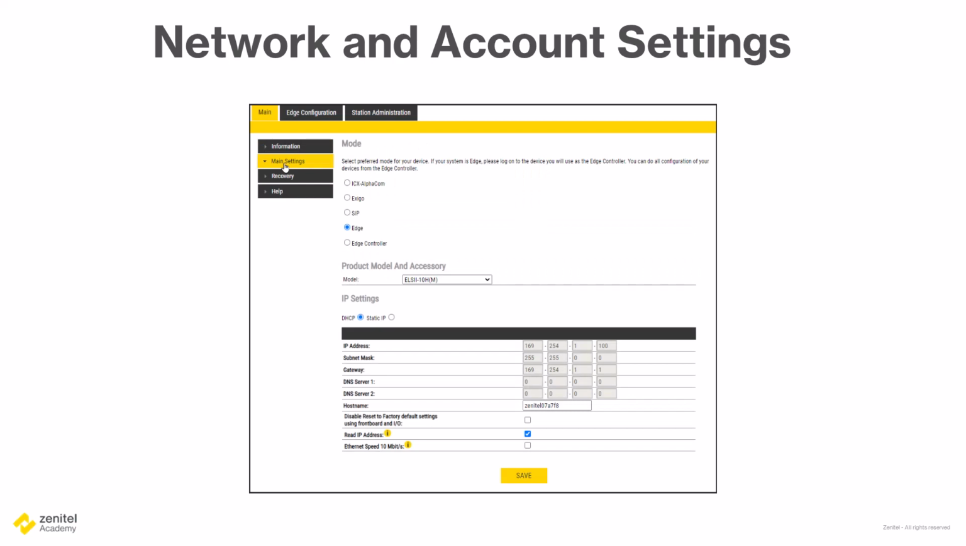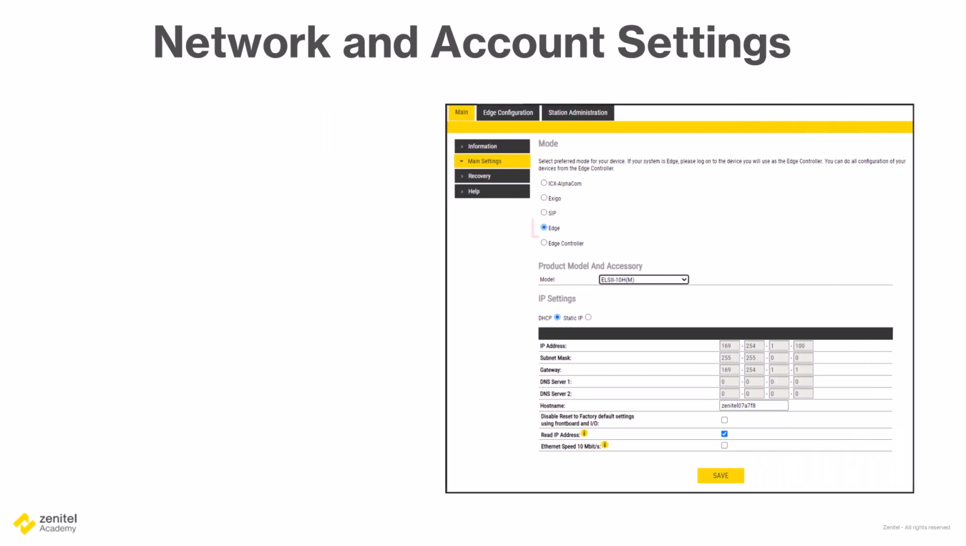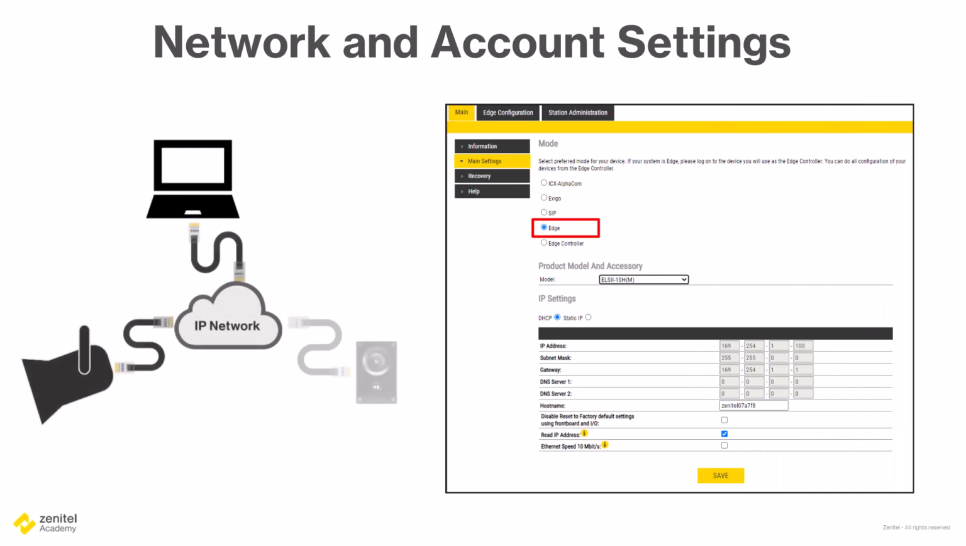From the main settings menu, select the mode of operation. Choose between ICX Alpha COM, SIP or Edge mode, depending on what type of server the IP speaker should register to. Select the correct speaker model. Here you also choose to use dynamic or static IP address. If the IP speaker is used in Edge mode, the speaker will automatically be discovered by the Edge controller, and the IP settings and account settings are managed from the Edge controller.